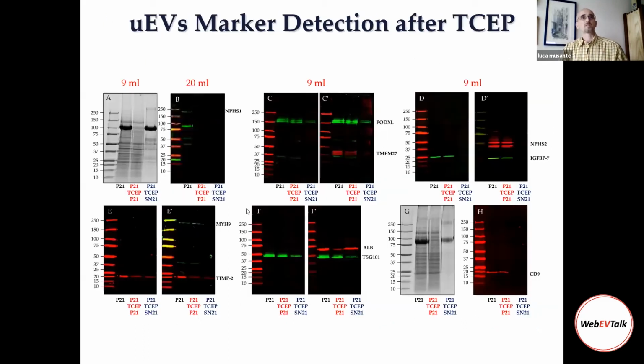Again, Western blot analysis confirmed that the majority of the signal is recovered, here in red, in the pellet rather than in the supernatant. Even when we test our most sensitive marker, TSG101, as you can see, only traces are left in the supernatant. When we check albumin, more was in the supernatant and only traces in the pellet, and it is the same for THP.